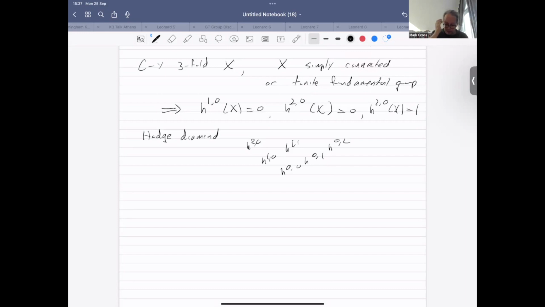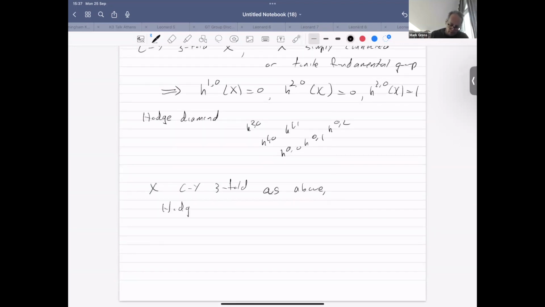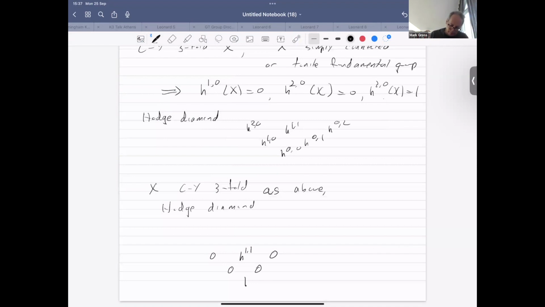There are certain symmetries that these Hodge numbers have, and in particular in the case of this Calabi-Yau threefold, with these properties of being simply connected or finite fundamental group, the Hodge diamond looks like this. So you have h^{0,0} is always 1. You have zeros here, so h^{1,0} and h^{0,1} are 0. h^{2,0}, you have some number, h^{1,1}, and by general symmetry properties, the Hodge diamond will be symmetric around the vertical axis here and also around the horizontal axis about the middle row, which is this row.